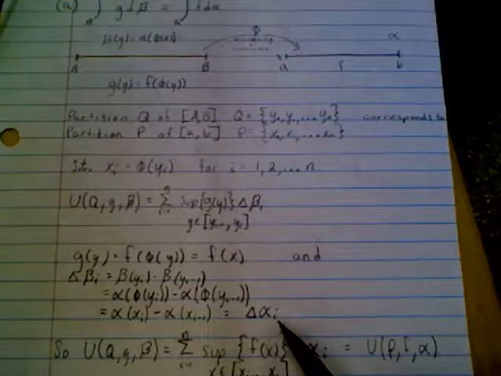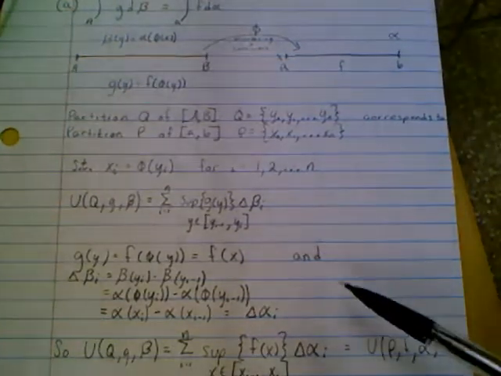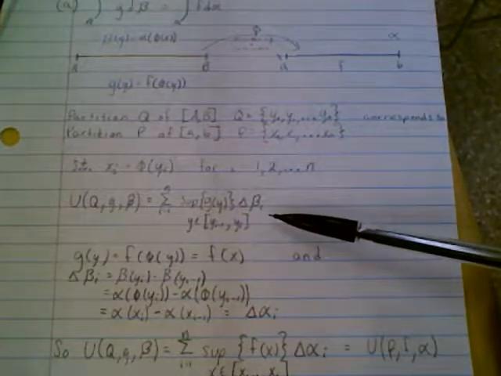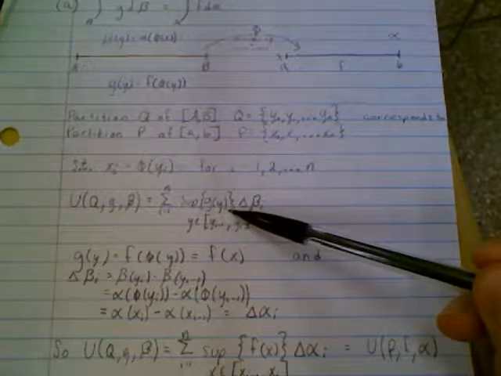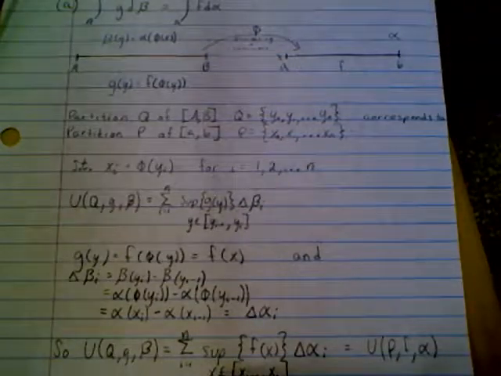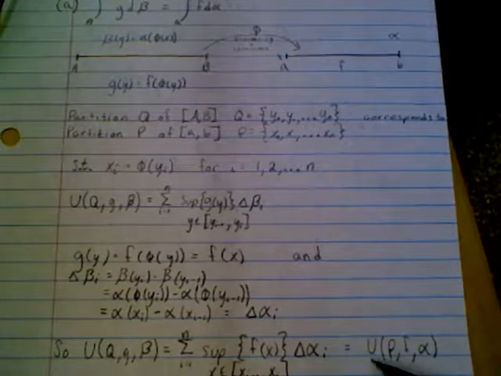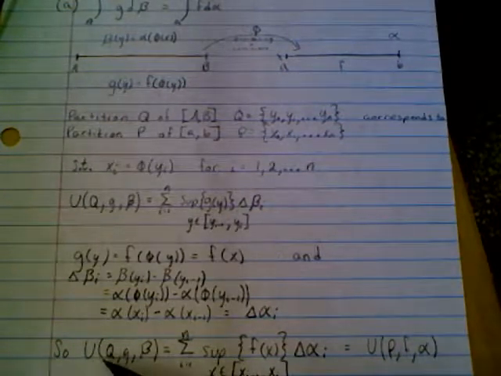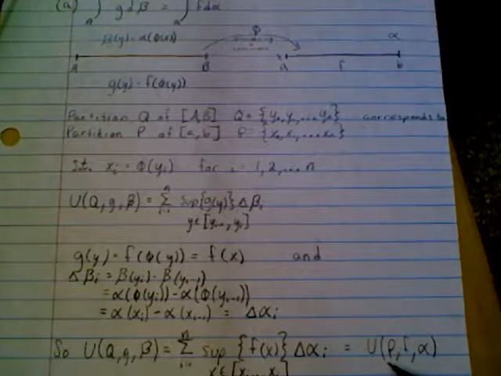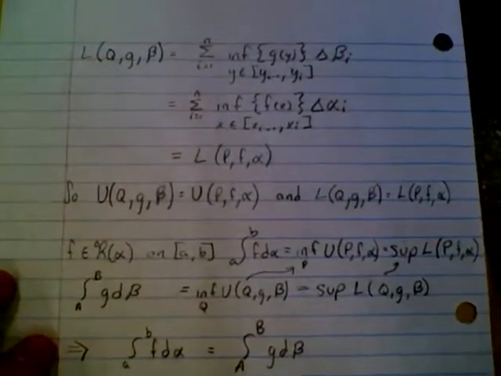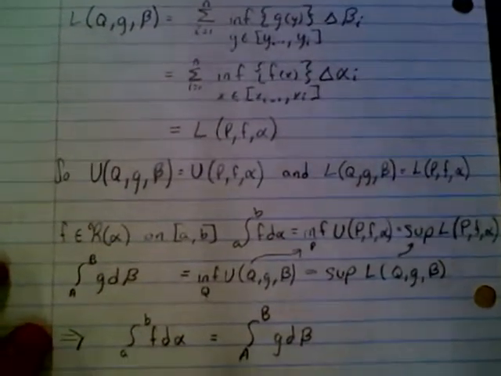is delta alpha i. So we just showed that the upper sum of Q is equal to this summation, which is the same as this summation, which is the same as the upper sum of P. So therefore we showed that the upper sum of Q is equal to the upper sum of P. And we're going to do something very similar to show that the lower sums are equivalent.